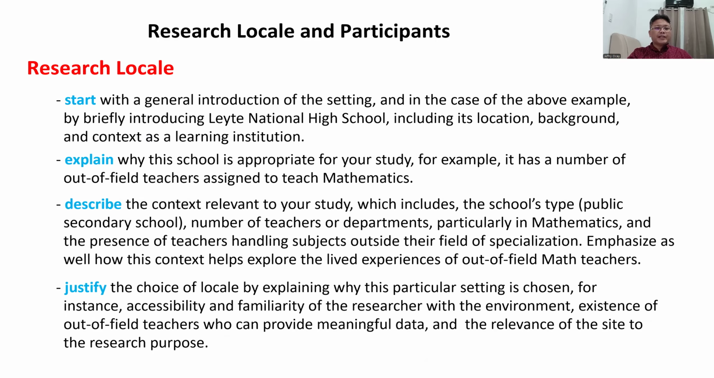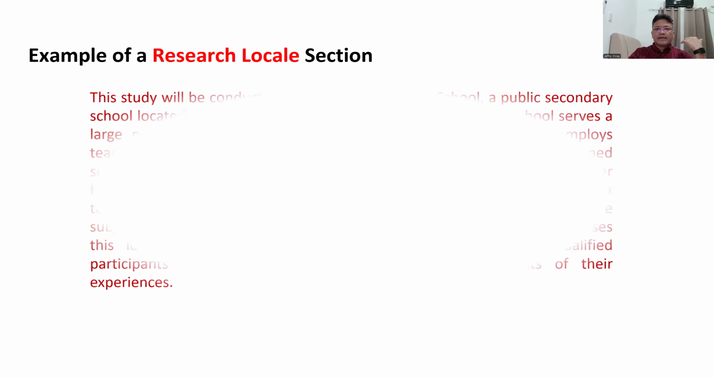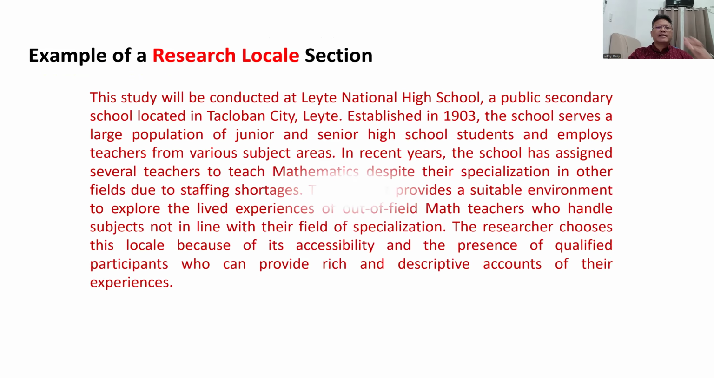And then justify the choice of locale by explaining why this particular setting is chosen. For instance, accessibility and familiarity of the researcher with the environment, existence of out-of-field teachers who can provide meaningful data, and relevance of the site to the research purpose. And this is an example of a research locale section in the study.